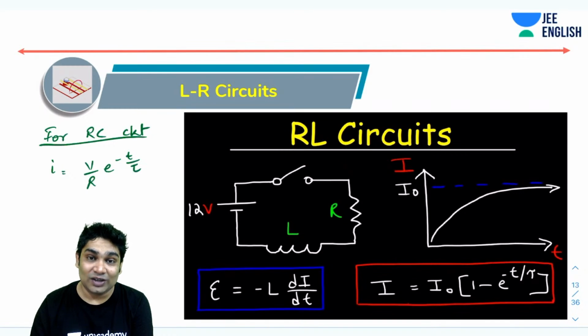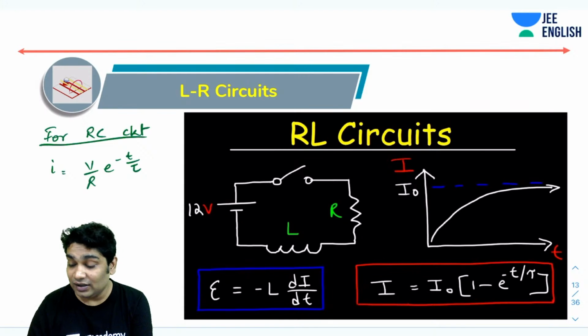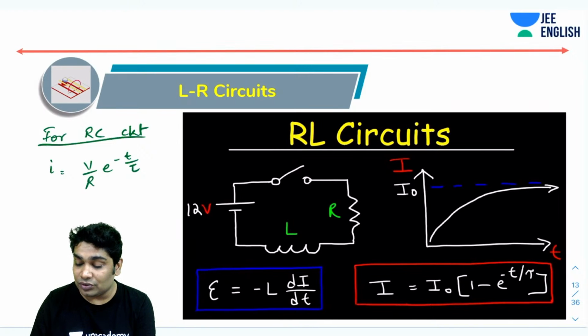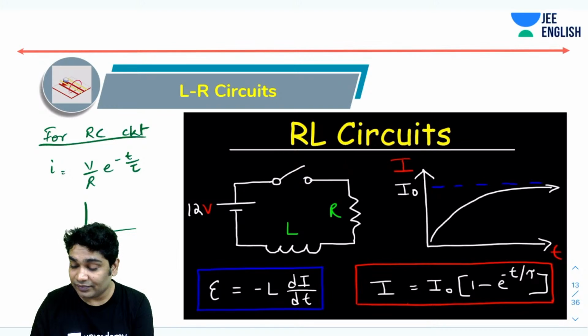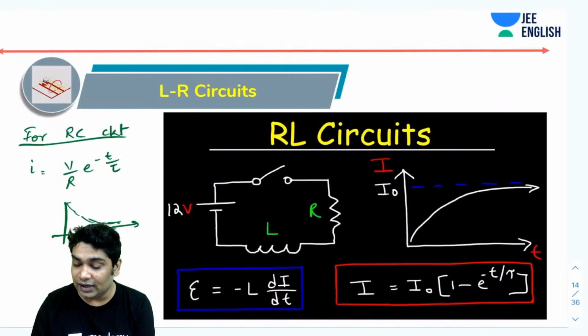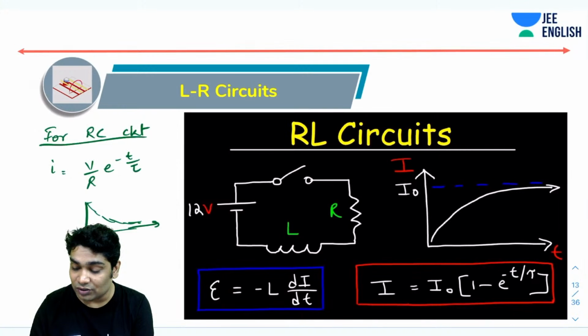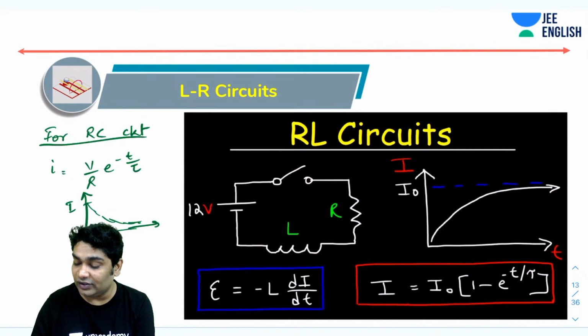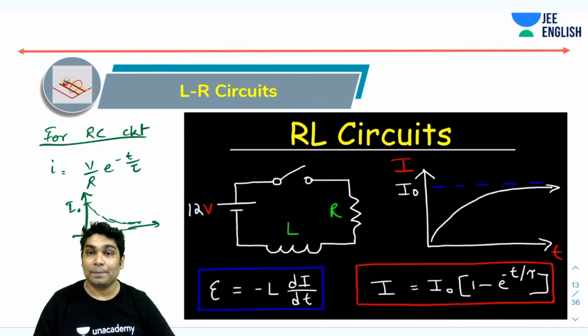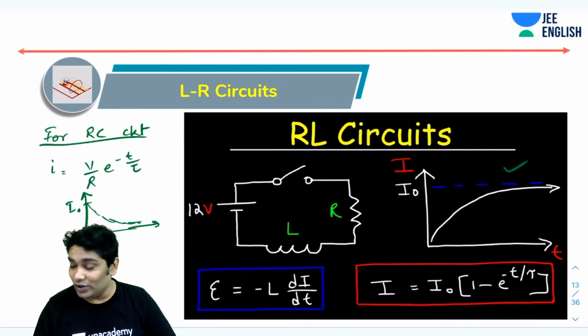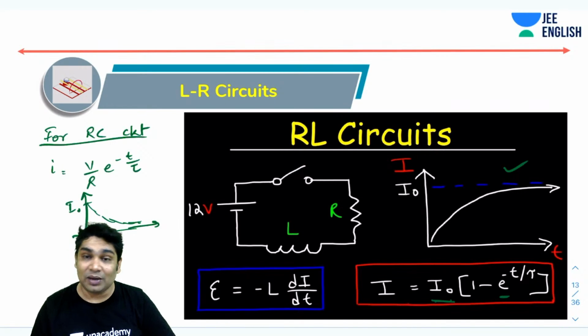The tau was called the time constant, right? And here I used to get such a graph. It will fall to 0. This is just the opposite of that. There, the current at steady state falls to 0, right? I hope you remember that. And here, the graph that you're getting is something like this, which can be expressed as I naught times 1 minus e to the power minus t by tau.